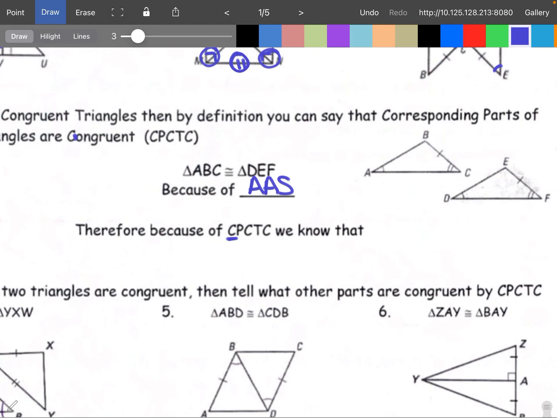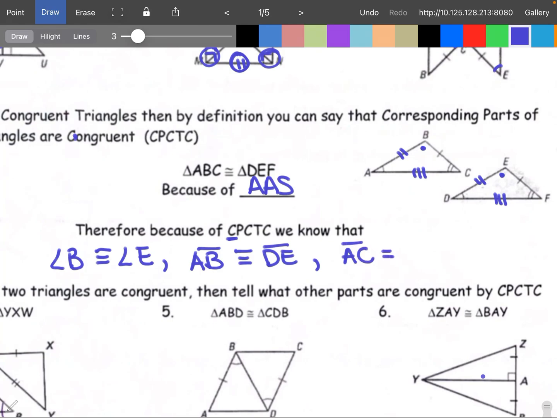So what corresponds with angle B? Well, that would be angle E. So angle B is congruent to angle E because of CPCTC. I also know that side AB would be congruent to side E. And then the last side, I know that DF and AC are congruent. So AC is congruent to DF. Okay, all of that would be because of corresponding parts of congruent triangles are congruent.